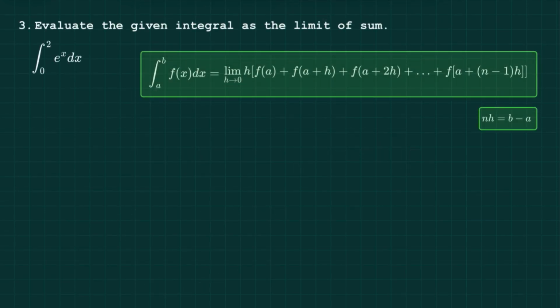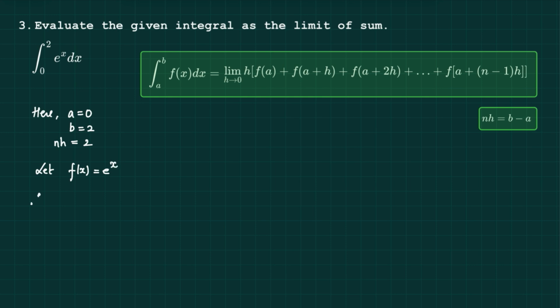Question 3. Evaluate the integral from 0 to 2 of e to the power x dx. So here the value of a is again 0 and b is 2. Therefore, the value of nh will be b minus a, that is 2 minus 0, and that is 2. And let the given function e to the power x be f(x).